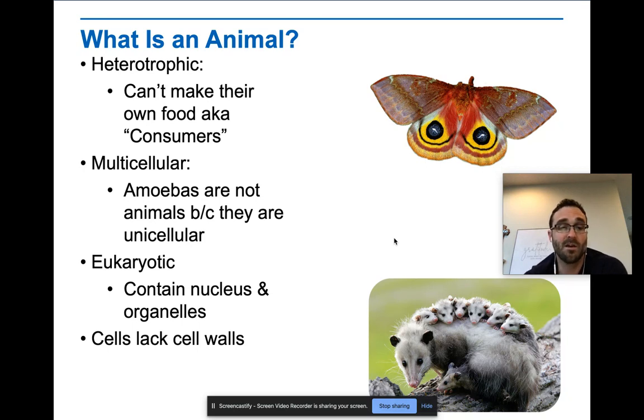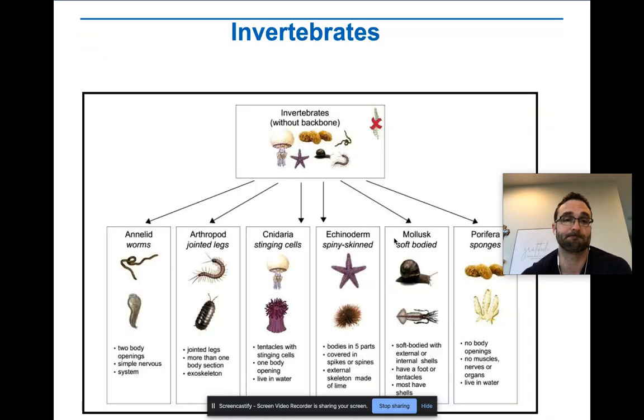And then lastly, all animals lack cell walls. So plants have cell walls and plasma membranes. We just have plasma membranes.